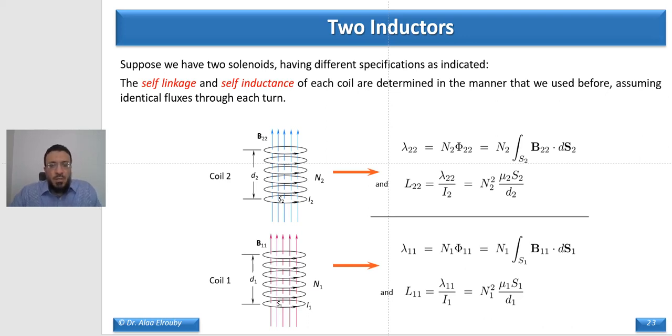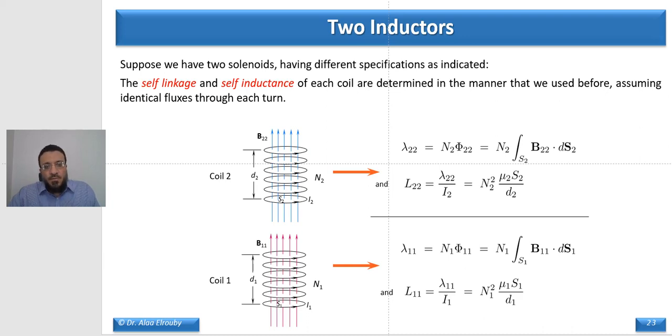So the setup here: for coil 2, the field is blue. For coil 1, the field is red. And we would like to calculate the self-inductance and mutual inductance of those two coils.